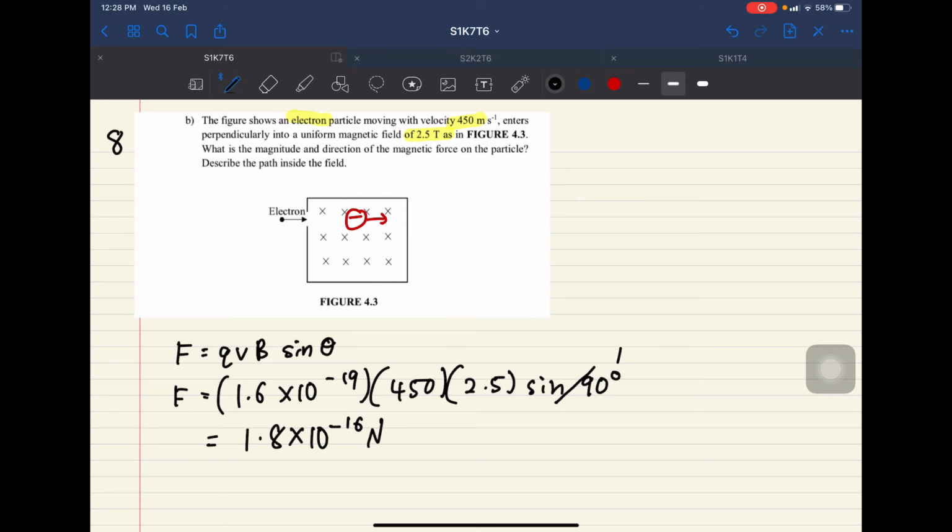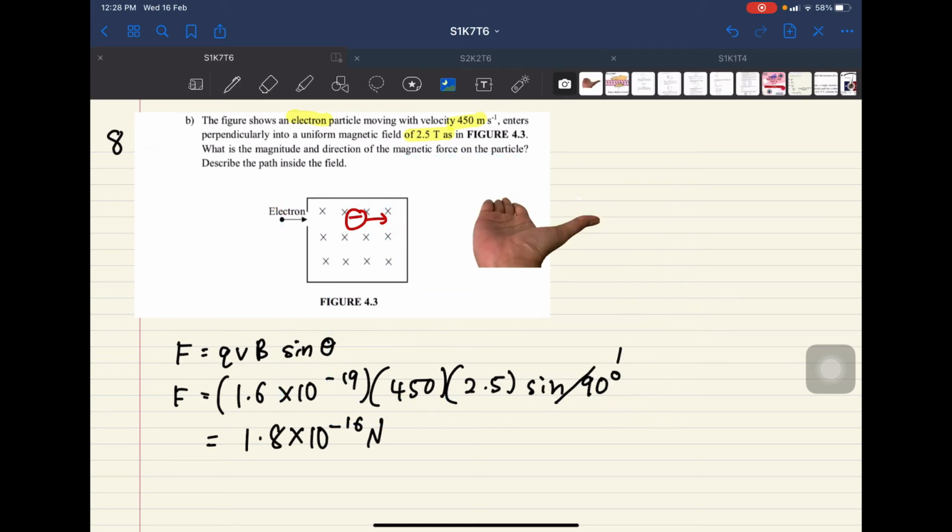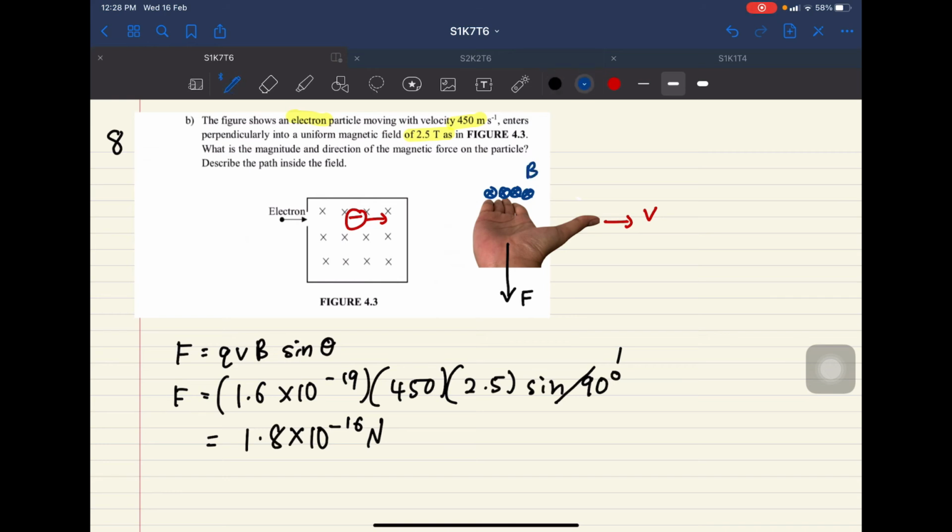And then it asks you to determine the direction of force. You have to use the right hand palm rule. So this is my hand. The thumb represents the direction of velocity V. Magnetic field is into the page, so all the fingers are pointing into the page. And the force itself, since this one is an electron, you have to back slap the hand. So this is the direction of force. So you can answer downwards.